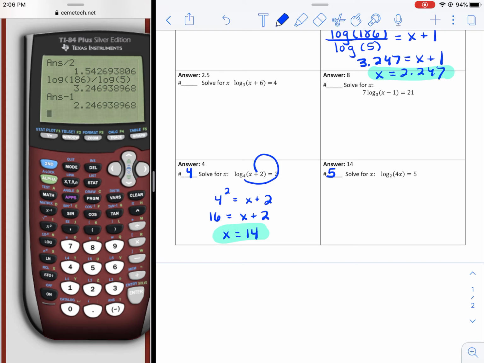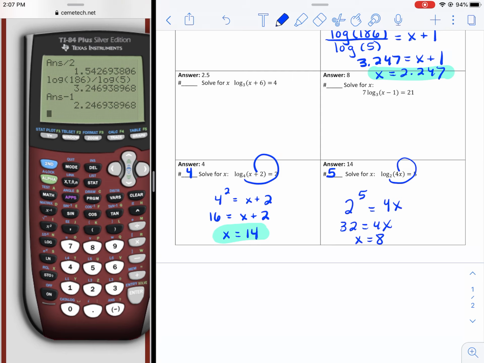All right, so again, we have a log equation with just the word log on one side. So we're going to change this to exponential form. This time we get 2 to the 5th equals 4x. 2 to the 5th is 32. Okay, and then divide by 4 and we get x equals 8.